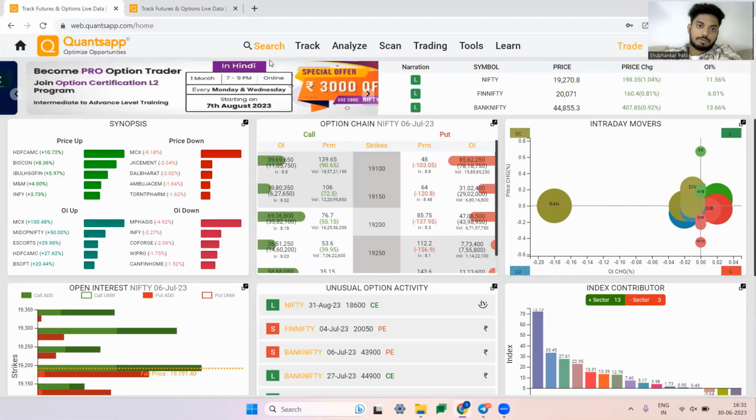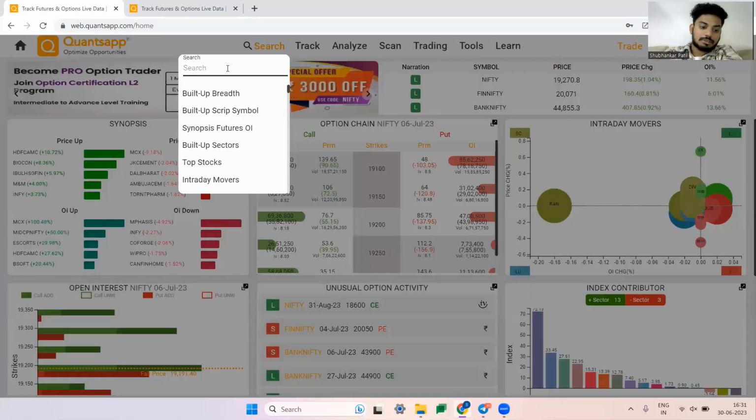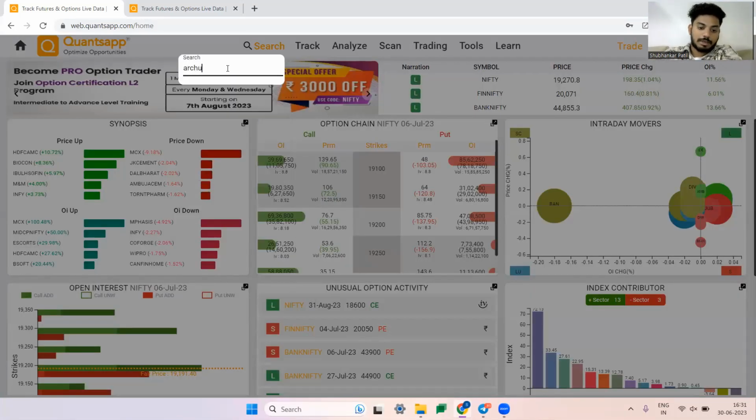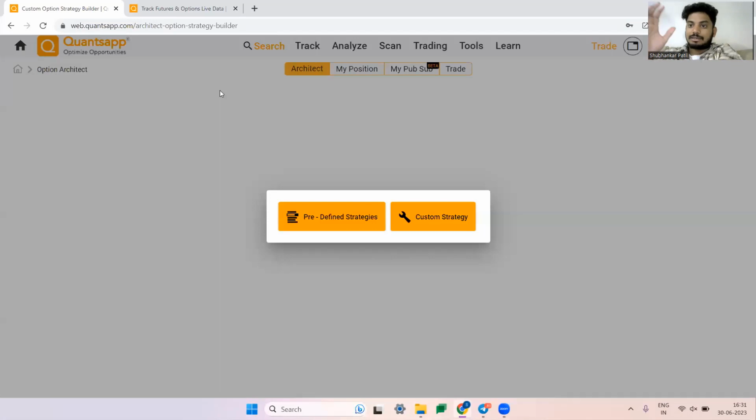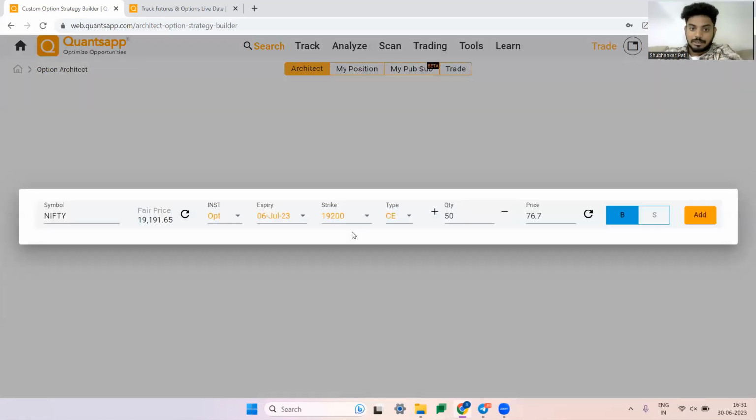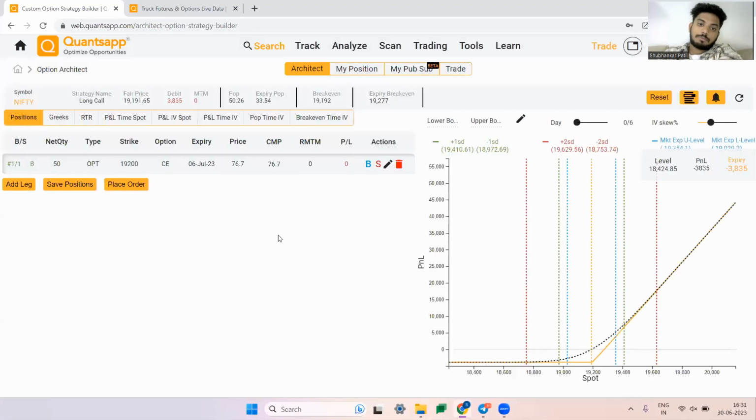Now, just to show you about the Architect tool in the application, just search for Architect panel. What is Architect? Architect is a very interesting option trading strategy builder. Any strategy you have in your mind, you want to make sure if this strategy will make you money, or at what level will it make you money, you can come to Architect and give inputs about the strategy. Let's say I want to buy a 19,200 strike price call option.